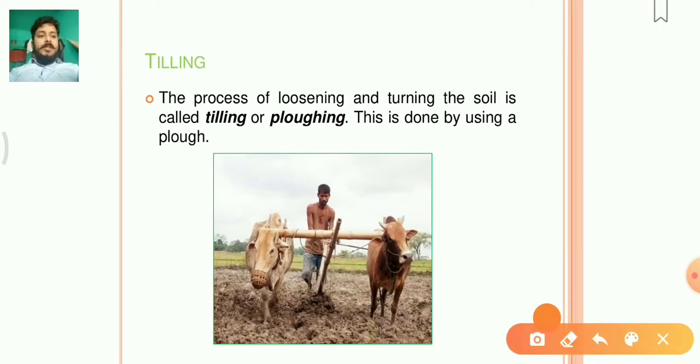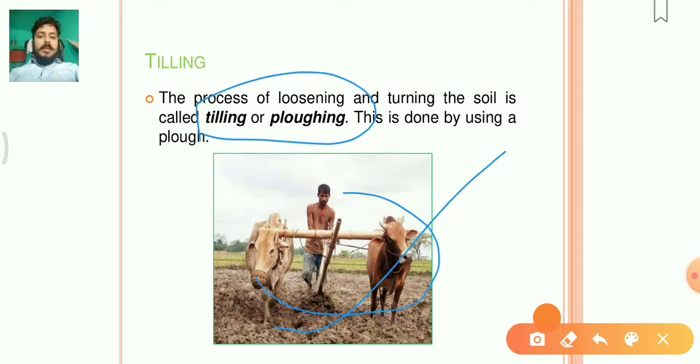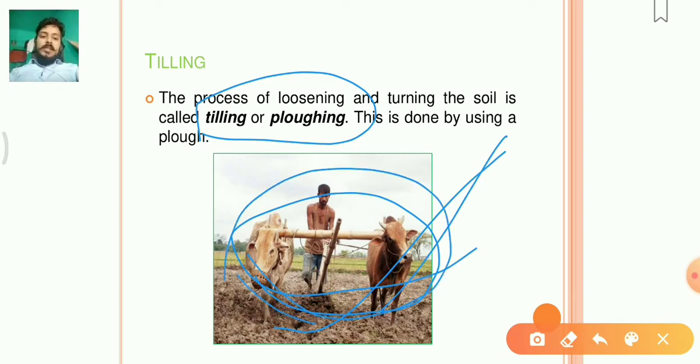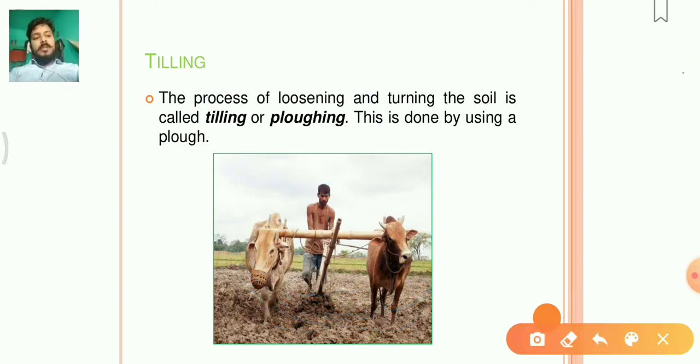Now the first step, as I told you, is tilling. The process of loosening and turning the soil is called tilling, and the same thing is also called ploughing. What you call ploughing can be termed as tilling. It is the method by which we turn the soil. Tilling is the ancient way that is still being used in India. Now the machine way is also there; machinery is used for ploughing and tilling.